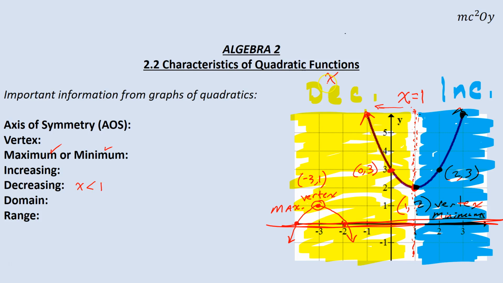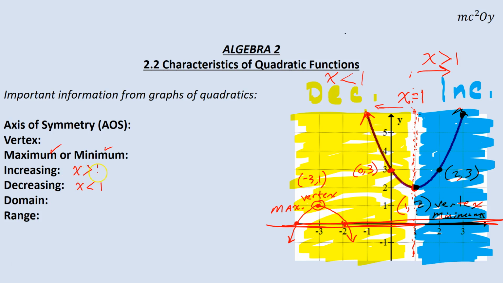So think of it this way. Over here, from the vertex, from this side, we're decreasing on the left of that. x is less than 1. We're increasing over on the right-hand side. So that means we're increasing to the right. Notice my arrow points to the right when x is greater than 1. Okay?